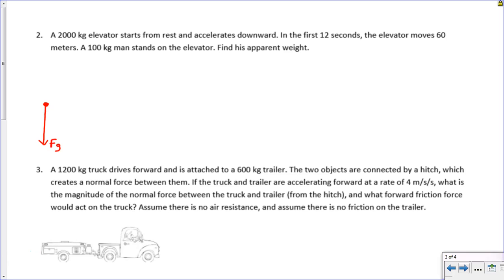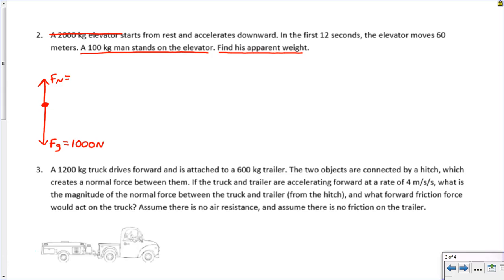By the way, when you read this problem, a lot of people think that this 2,000 kilogram elevator is an important piece of information, but it's actually not. All we care is that it's an elevator and it's accelerating downward. Because what we're really talking about here is the 100 kilogram man on the elevator, and I tell you to find his apparent weight, so we're really concerned about him. So the gravitational force for the man is 1,000 newtons. It's accelerating downward, so you know that the normal force is going to be less than the gravitational force, because if it's accelerating downward, that means the larger force is downward.